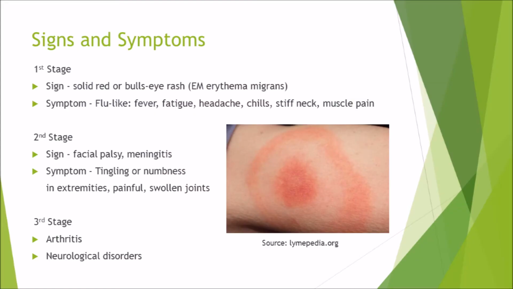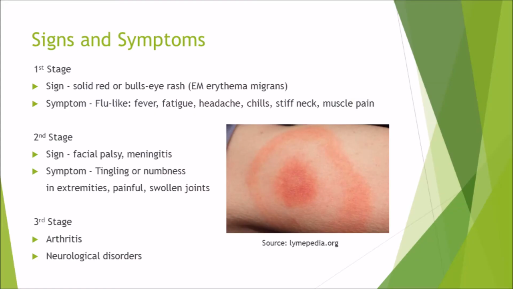Next, we're going to talk about signs and symptoms. And as you know, a sign is something that can be observed by somebody else who's not infected, like blood work or results or some sort of physical manifestation on the person infected. But a symptom is more something that that individual person feels, and sometimes it can be different for everybody.